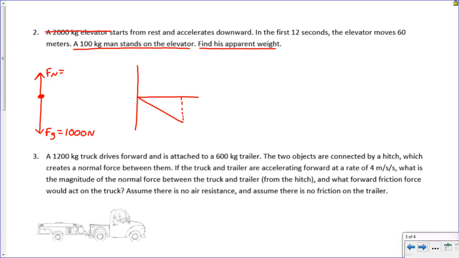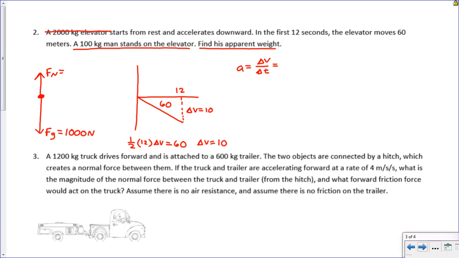Some things that we know here. It says it moves 60 meters, so the area of this is 60, and it says it does that in 12 seconds. What we can do here then is figure out what the change in velocity is, because we know that 1/2 times the base, 12, times the height, the change in velocity, equals the area, which is 60. We rearrange that, and you should find that change in velocity equals 10. So this side equals 10. Then to figure out the acceleration, we know that acceleration is the change in velocity over the change in time, which is the slope of this velocity versus time graph.